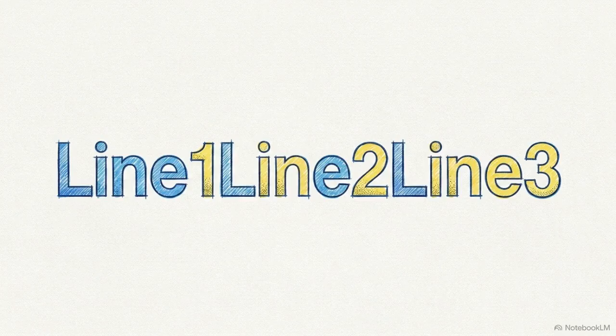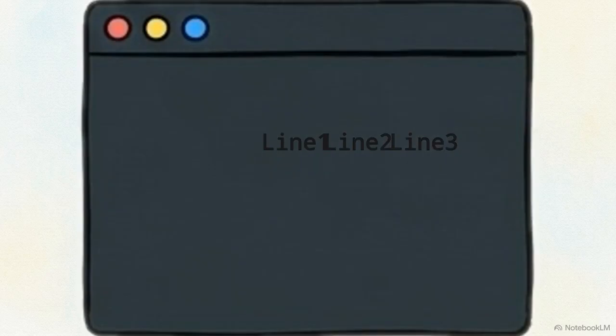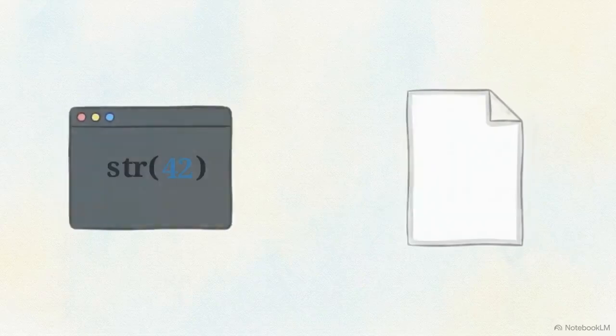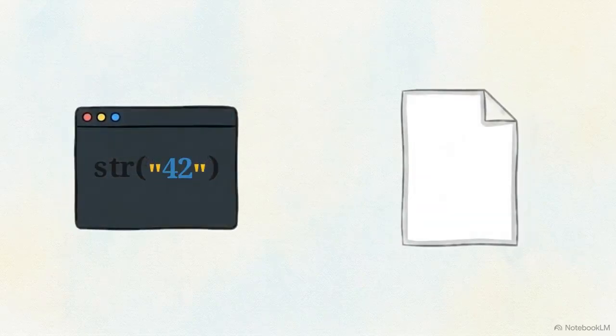Python does not automatically add line breaks. You must include the newline character, \n, at the end of your strings to prevent all your data from clumping into a single line. Also, remember that text files only store strings. If you need to save numbers, you must wrap them in the str function to convert them before writing.